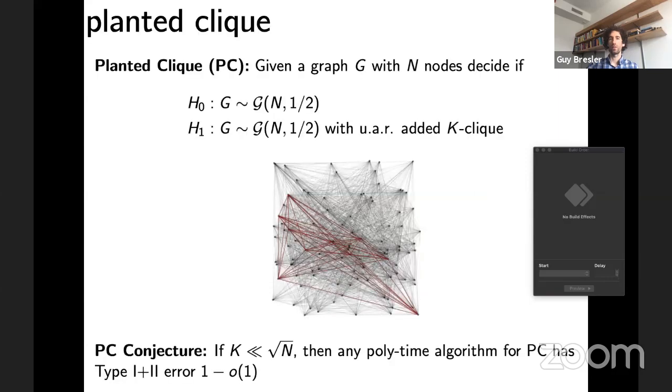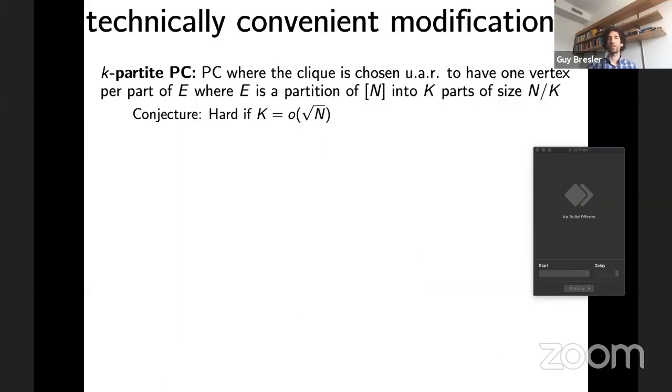Okay, so secret leakage planted clique. So remember planted clique, you start with an Erdős-Rényi random graph, and then you place a clique uniformly at random. It's conjectured to be hard if the clique that is placed is smaller than square root of n in size. Turns out that it's very convenient for us to consider some slight modifications of the standard planted clique problem. So for example, we consider a k-partite version of planted clique. And so here there are k different groups of vertices, and the clique is guaranteed to have one node from each of these groups of vertices.